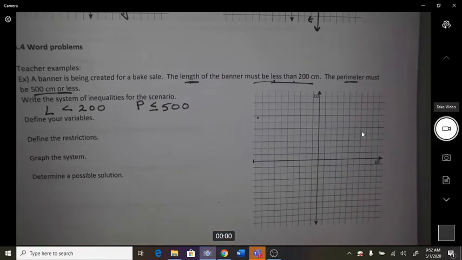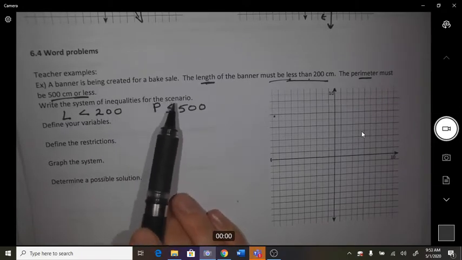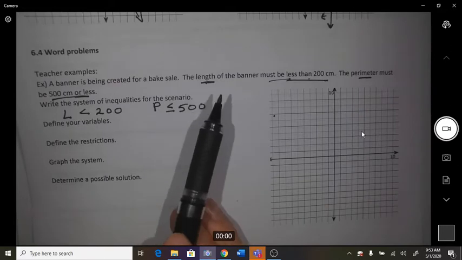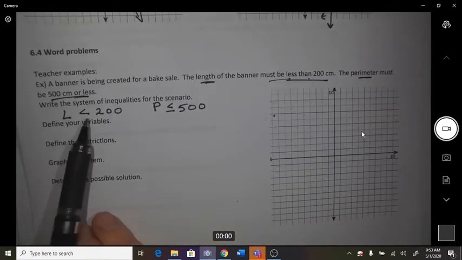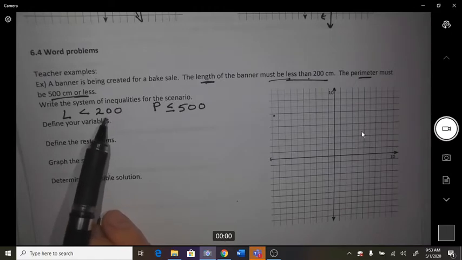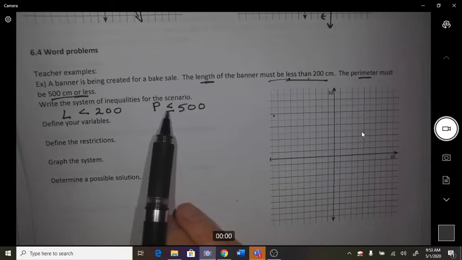Okay, we're going to do the word problem 6.4. So the first one is a banner being created for a bake sale. The length of the banner must be less than 200 centimeters. So the length must be less than 200. The perimeter must be 500 or less. So 500, so I have an equal sign or less.